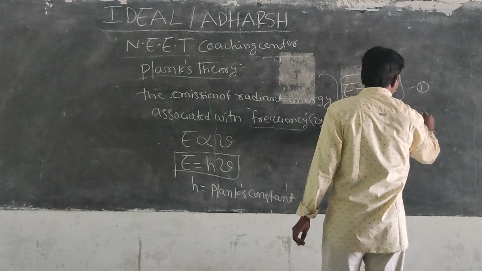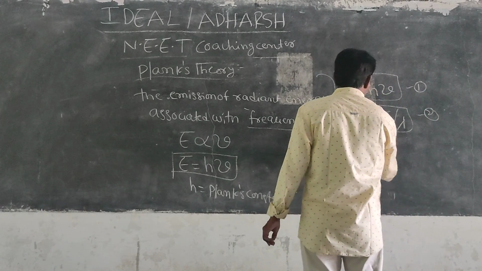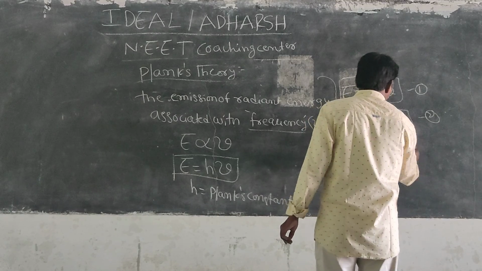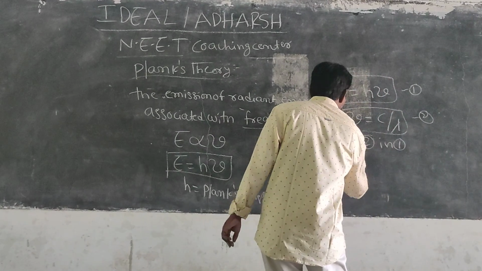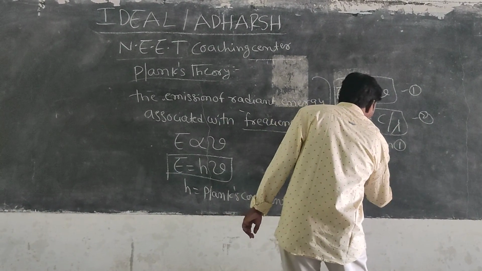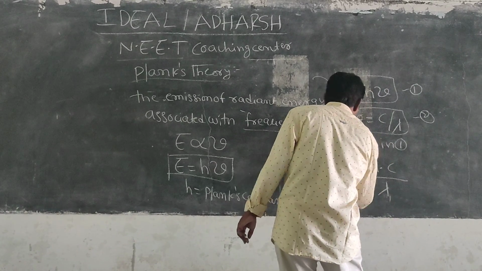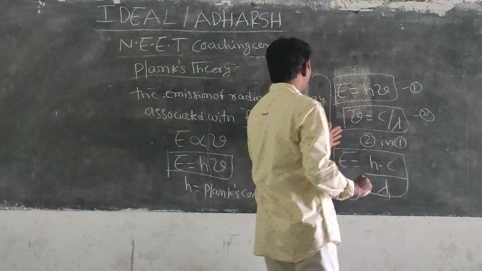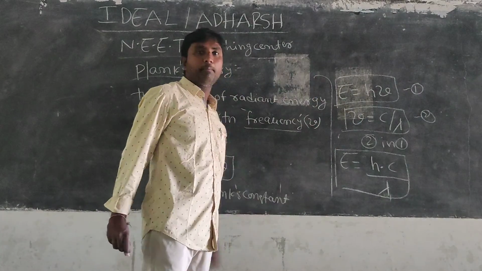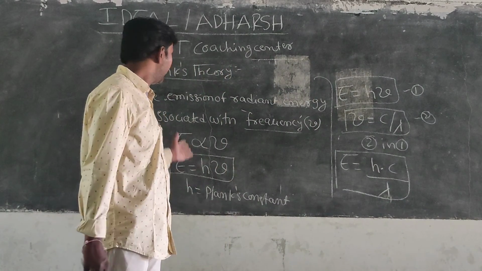This is equation 1. This is equation 2. Equation 2 is equation 1. That means E equal to h into c by lambda. This is Planck's theory.